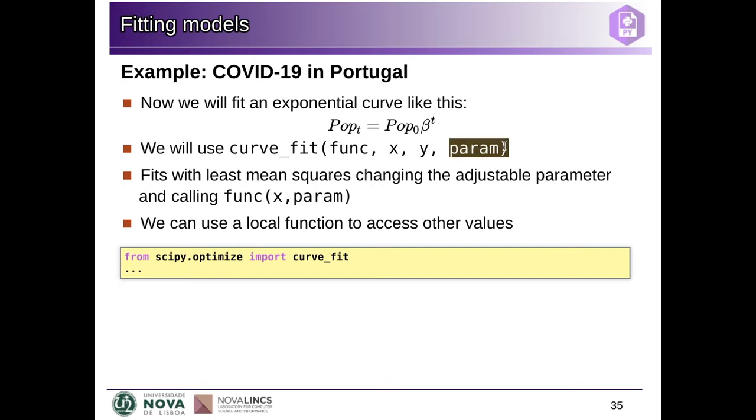And then it will adjust the parameter in a way that minimizes the quadratic difference between the target and the output of the function. So we need a function of this shape, of this type, where we receive the x values and the parameters that we're going to change, and we output the y values that curve_fit is going to compare with the target. So this works a bit like Solver in Excel.